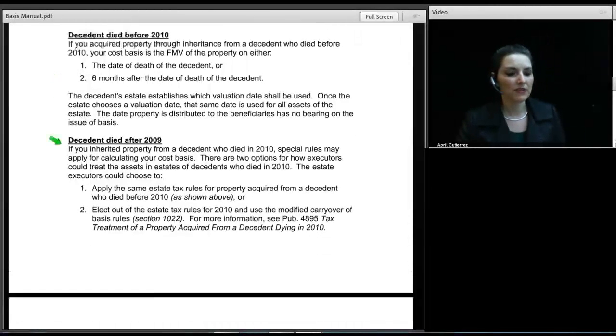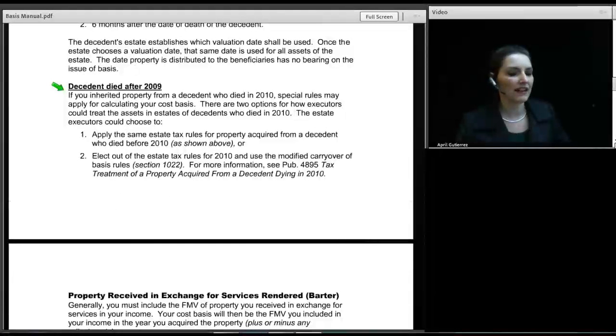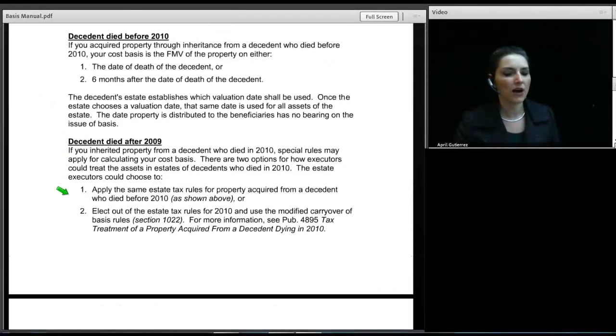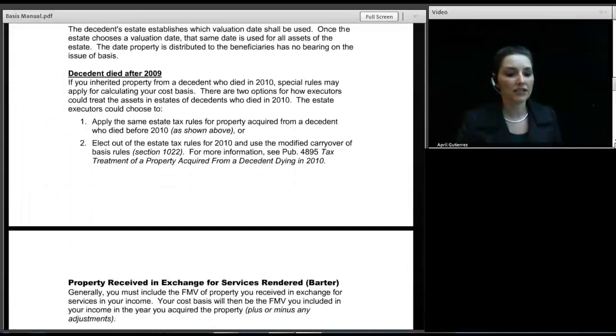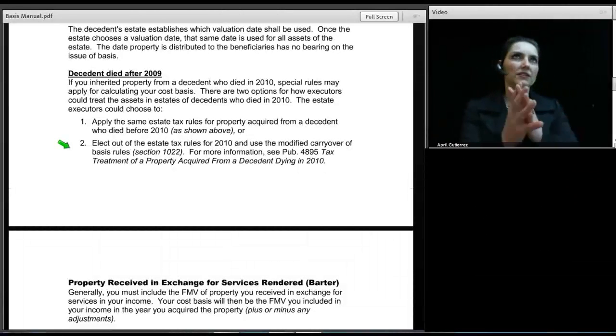Now, what about those people who died after 2009 and specifically who died in 2010? If you inherited property from a decedent who died in 2010, special rules may apply for calculating your cost basis. There are two options for how executors could treat the assets in estates of decedents who died in 2010. And in that 1 year, the executors had a choice of following the rules that have always been in place historically or making an election to essentially report the value of the estate.